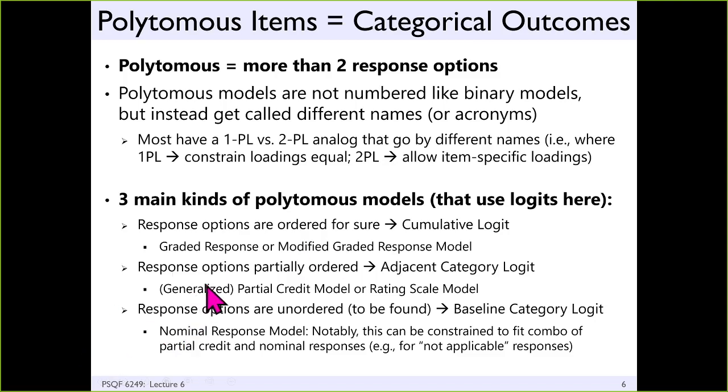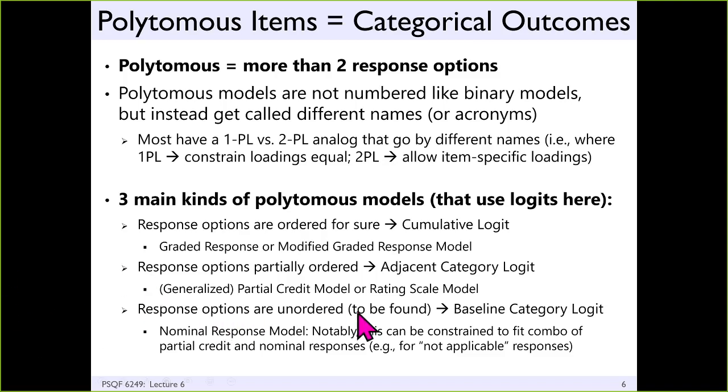If you're not sure if all of the responses are ordered, you can fit what's known as a partial credit model, and that is an adjacent category link. Those are less common, but they tend to be used more often by Rasch people because the partial credit model is a Rasch model. By default, it has the same slope across items. If you want to let the slopes vary, that becomes a generalized partial credit model instead.